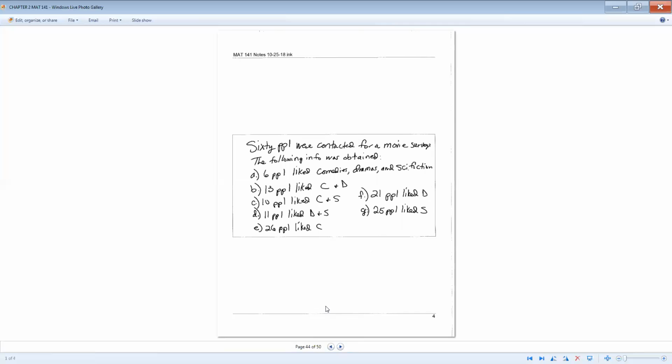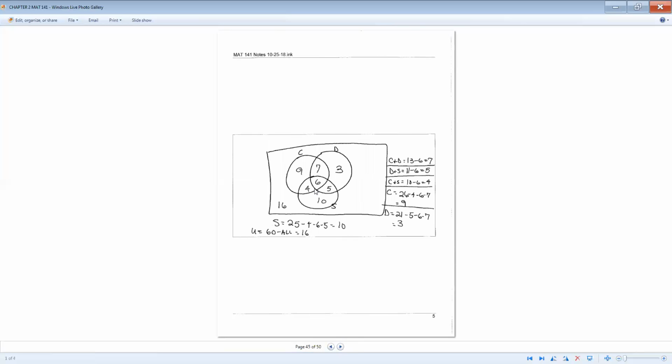So the next one, 10 like comedy and science fiction. Comedy and science fiction, that's this intersection right here. 6 is already here, so I subtract 6 from the 10, and that leaves me with 4. So 6 plus 4 gives me this whole intersection of 10. And then the next one, drama and science fiction is 11. So I did 11 minus 6, and that gives me 5 right here.